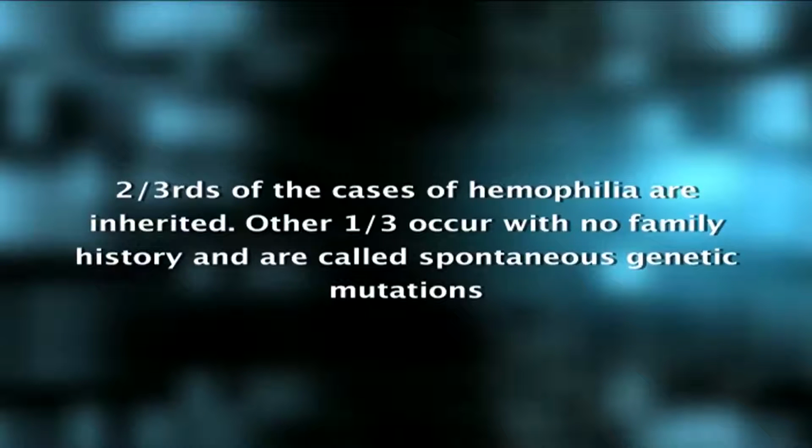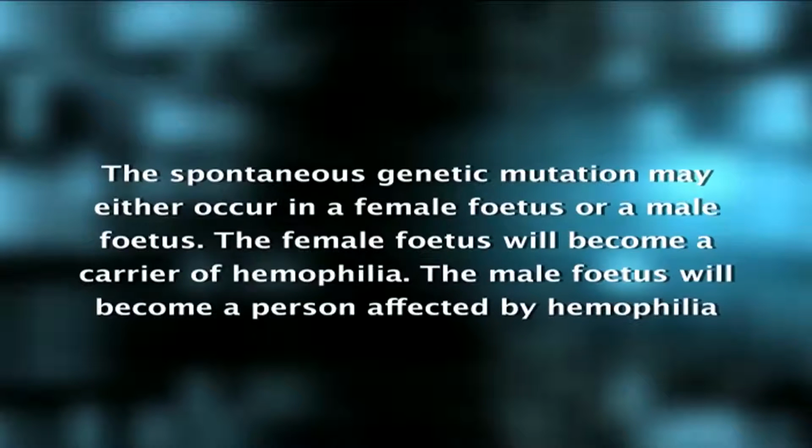2/3 of the cases of hemophilia are inherited. The other 1/3 occur with no family history and are called spontaneous genetic mutations. The spontaneous genetic mutations may occur in either a female fetus or a male fetus. The female fetus will become a carrier of hemophilia. The male fetus will become a person affected by hemophilia.